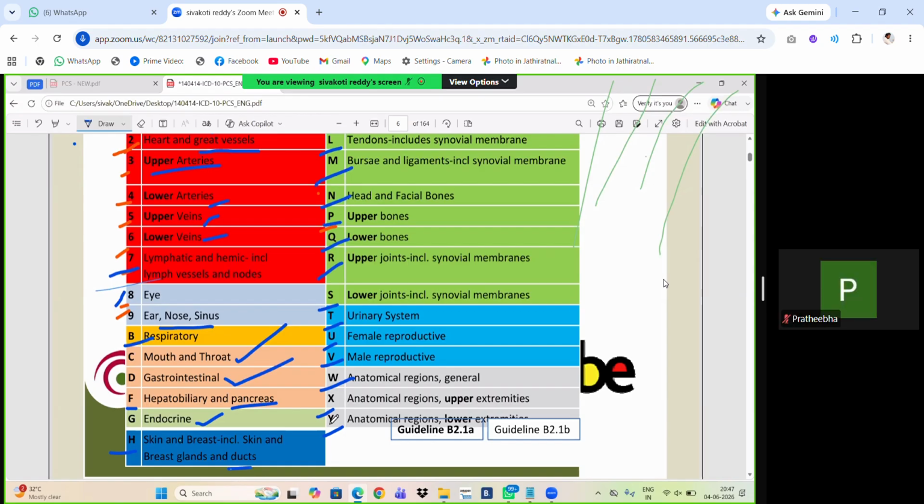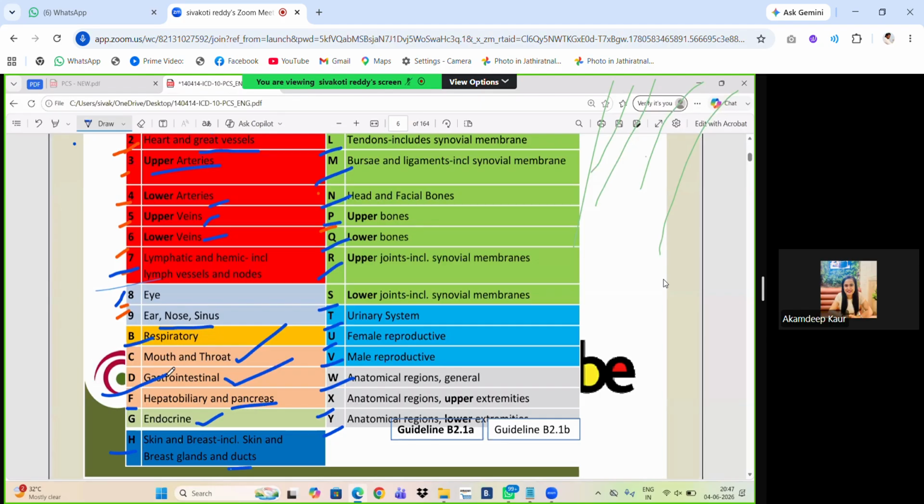So these are the fixed values in the second character. If you see any value in the second character in the options, it is fixed. If they do any respiratory procedure, you will get second character B only. Anything gastro related, D only. Any liver related procedure, you will get F only. Any gland related, you will get second character G only.